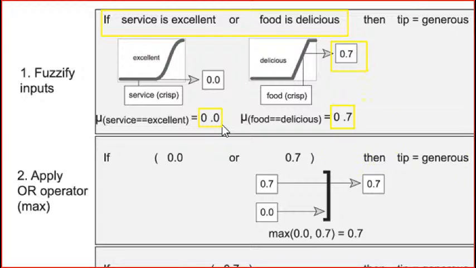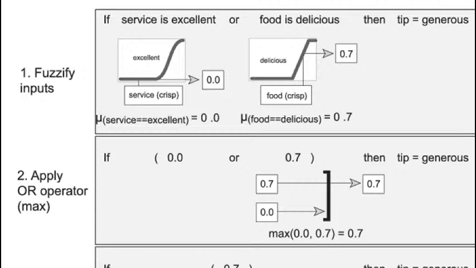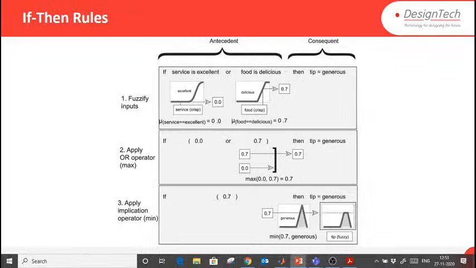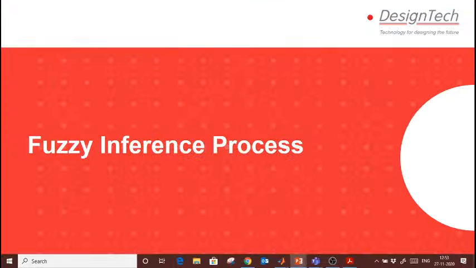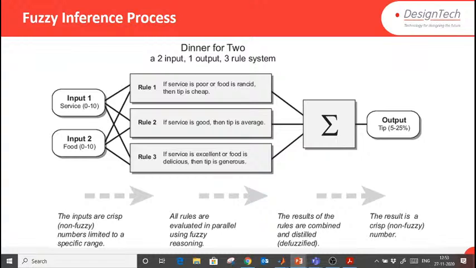So it works like this. In the case of OR we will take the max value, in the case of AND we will take the minimum value. Fuzzy inference process, how does it work? So like this it will work.